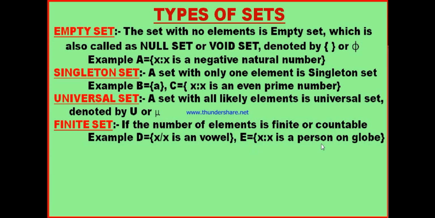Here x is such that x is a person on the globe. You can count the population of the globe. Though it is a very big number, you can count the number of persons on the globe. Therefore again it is a finite set. If it is countable, it is a finite set. And at the same time, an empty set is also a finite set, because you can say how many elements are there in an empty set. The number of elements is 0. It is countable. Therefore, every empty set is a finite set.